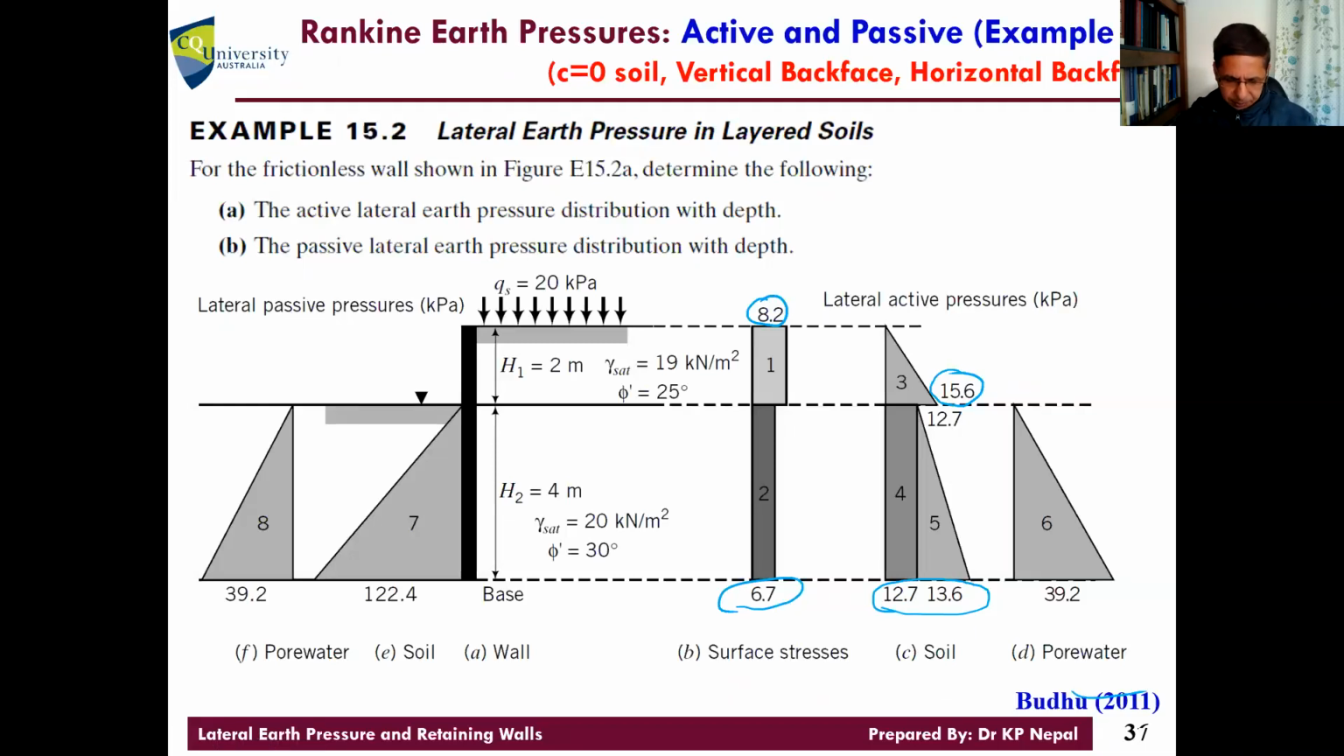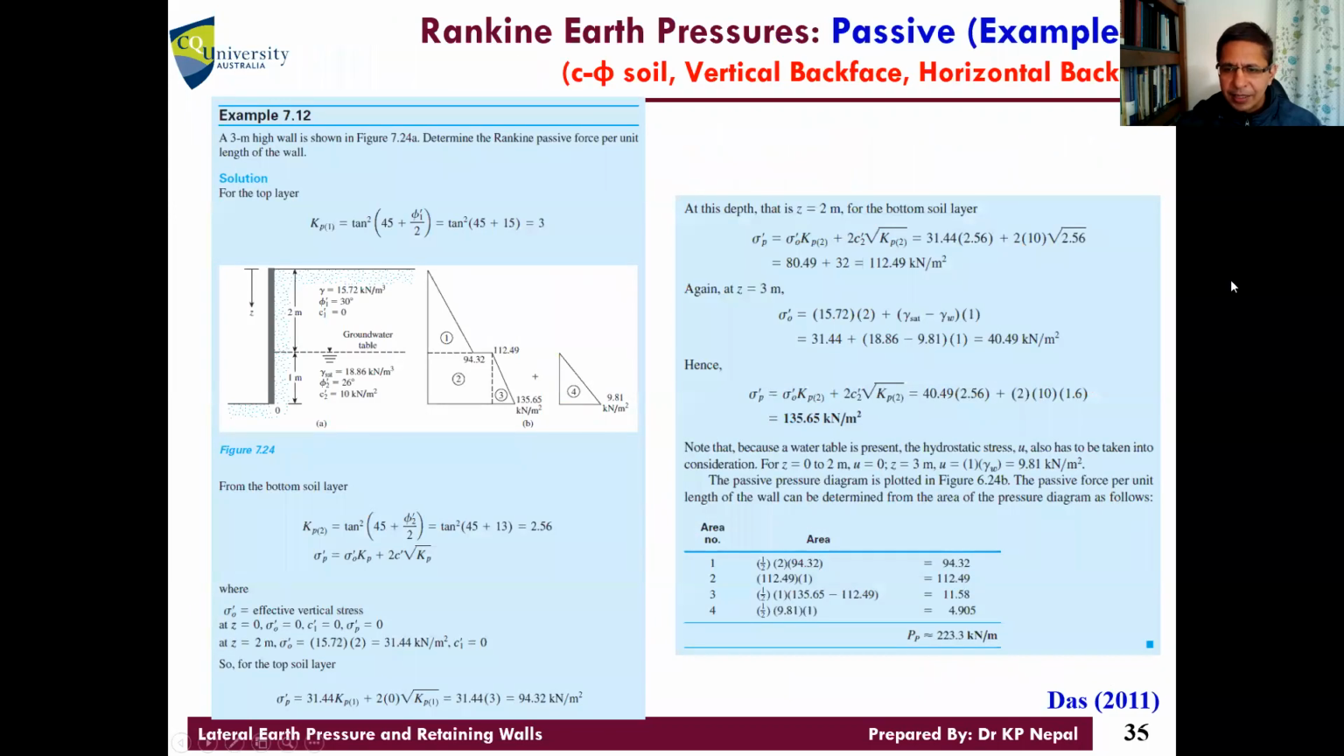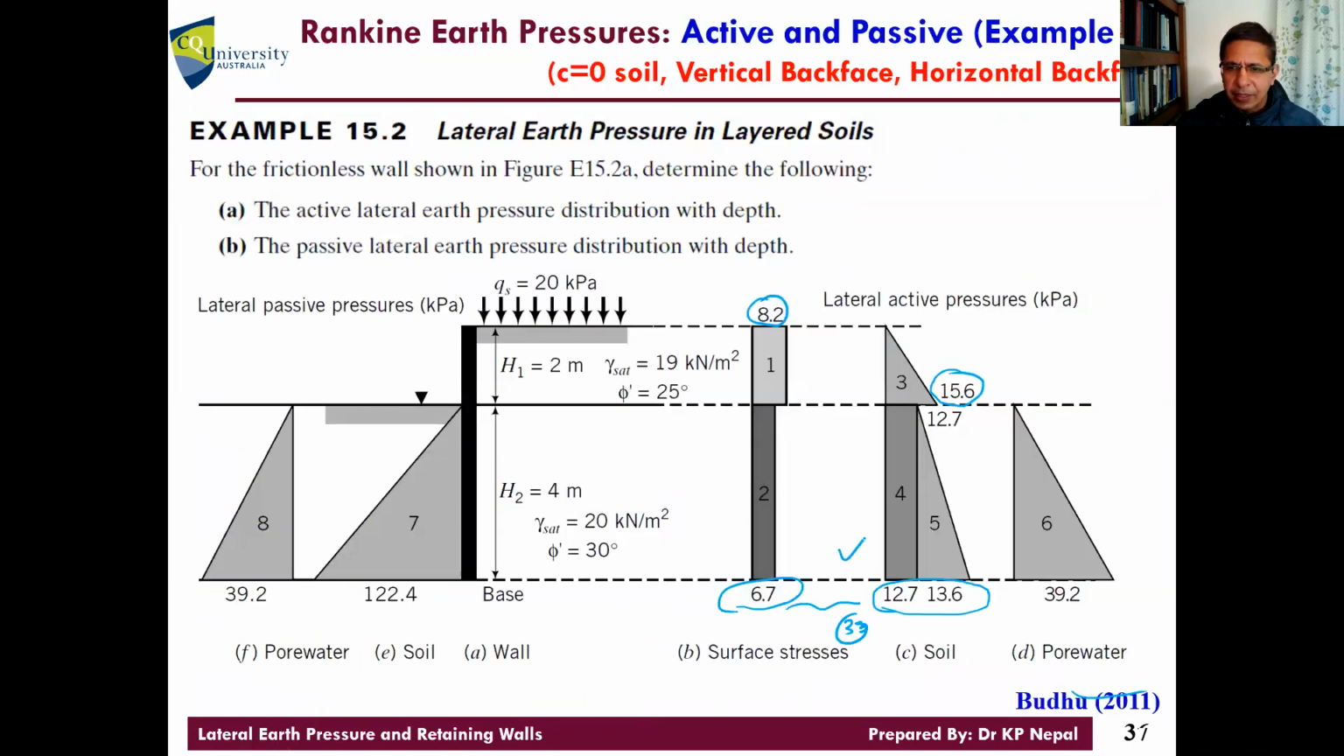6.7 plus 12.7 plus 13.6 is 33. Yeah, of course, this is 33. What I calculated before is 32.92, which is very close to 33 anyway, right? Yeah, so that's the thing they did. That's all good. These calculations are all correct.